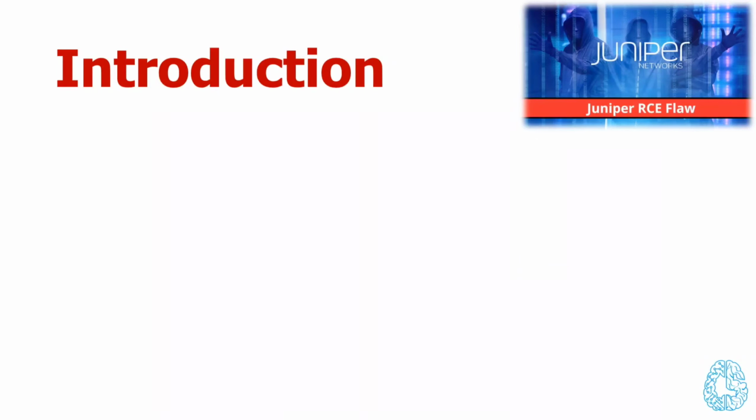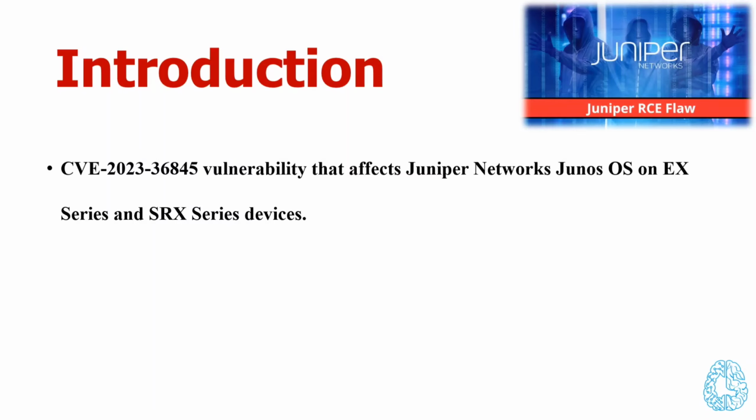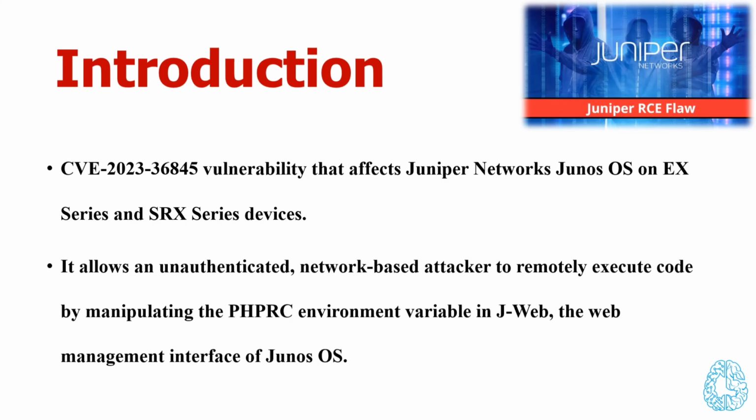Let's delve right into our main focus today, the CVE-2023-36845 vulnerability. This vulnerability affects the Juniper Networks Junos OS, specifically on their EX and SRX series devices. What makes this vulnerability particularly concerning is its ability to allow an attacker to execute code remotely without any authentication. The attacker can achieve this by manipulating the PHP-RC environment variable within the J-Web, which is the web management interface of Junos OS.